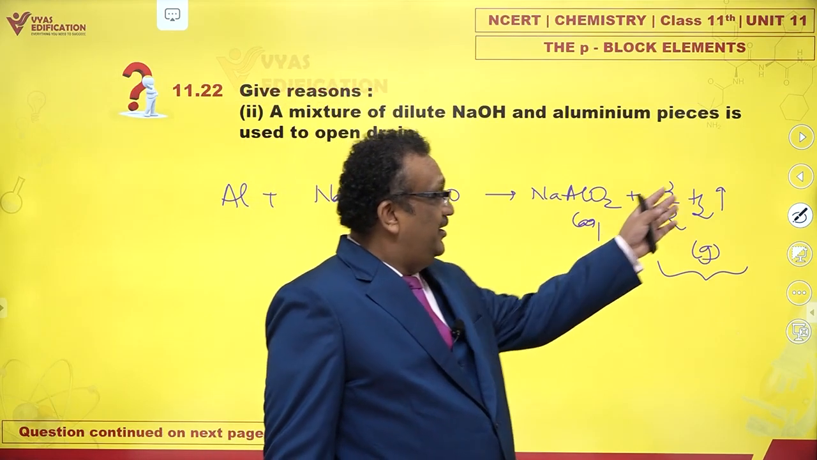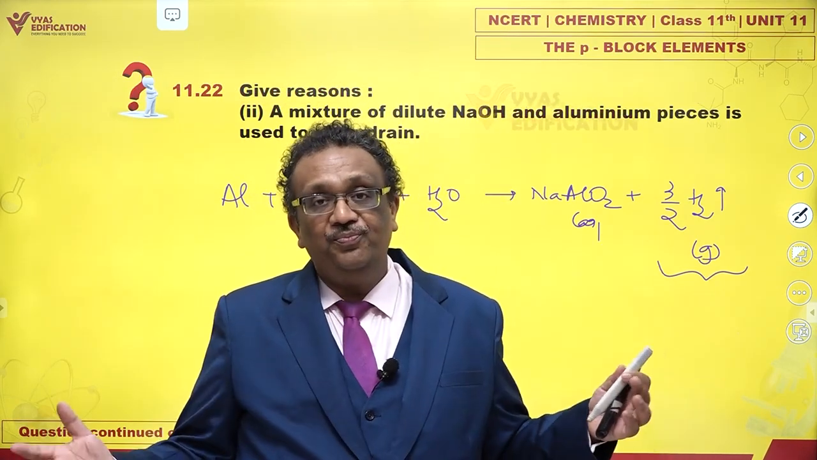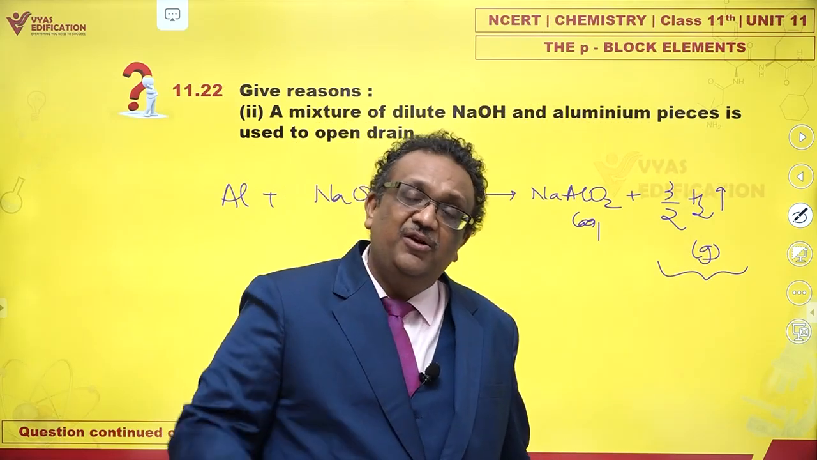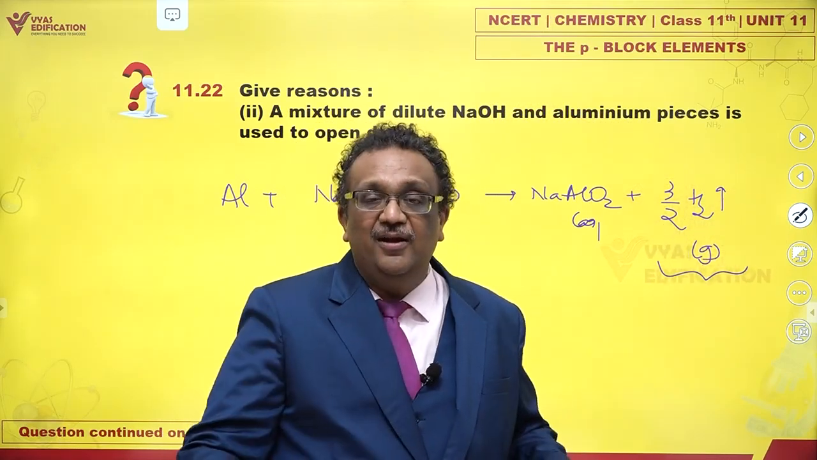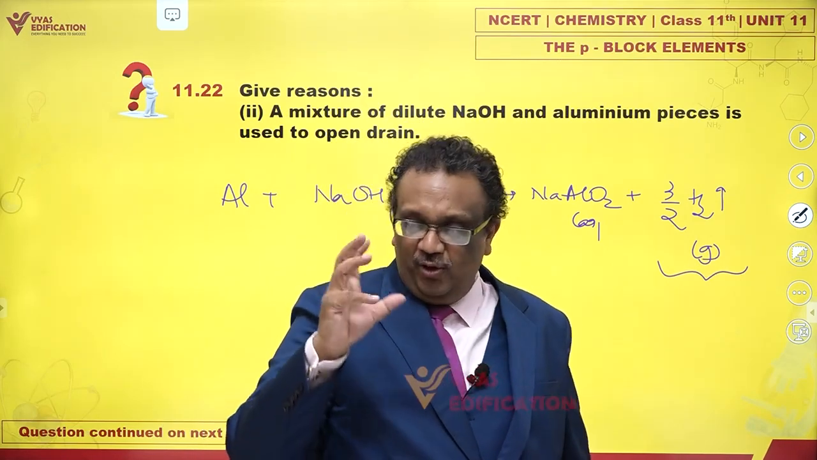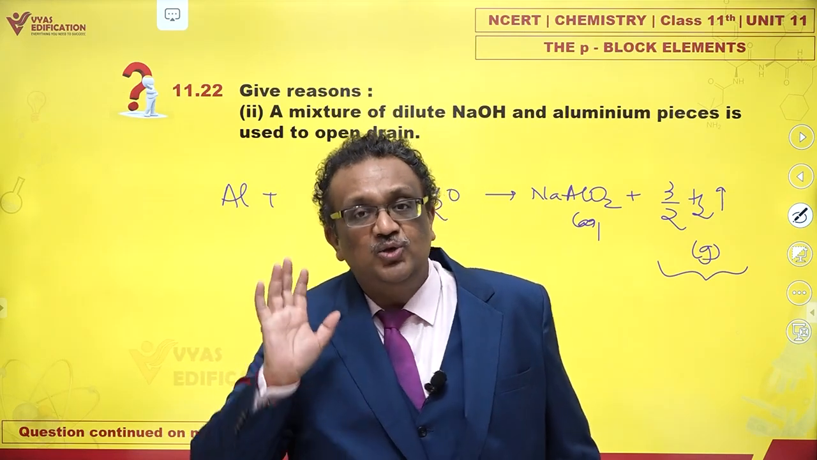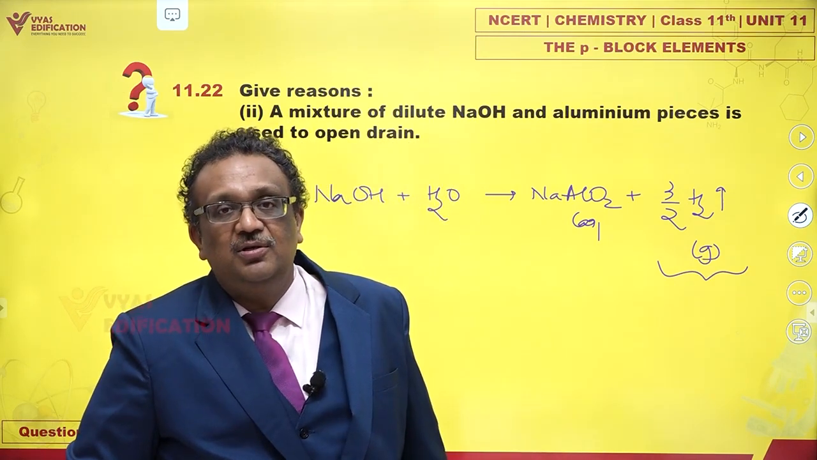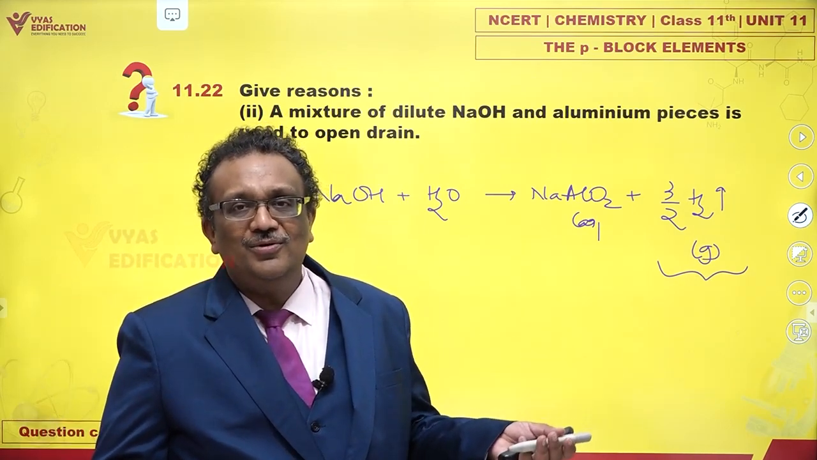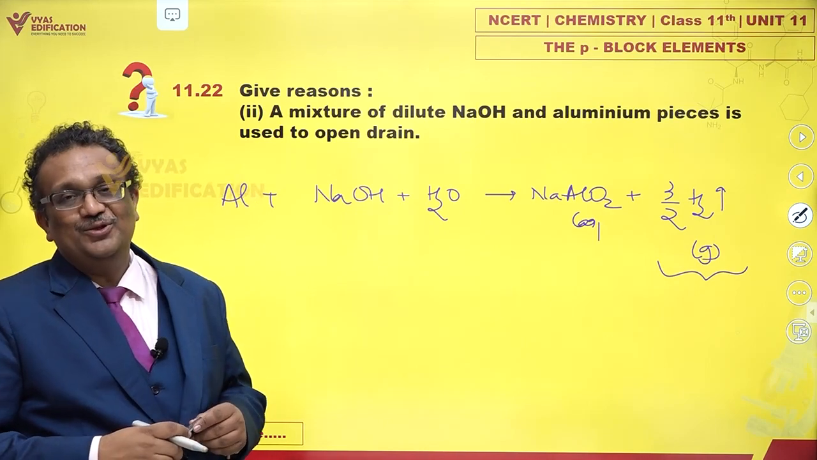Not just that, when hydrogen is generated, it is a gas, it needs a lot of volume. But it is already present in the drain, it is liberated within the drain. So that gas pushes any kind of junk or any clogging material which is choking the drain. So as that material gets pushed, the drain gets cleared out, and this is what we need. So this is why the mixture is used.